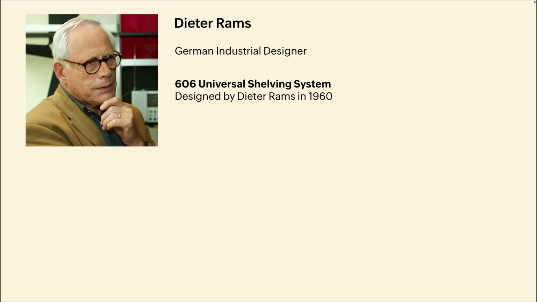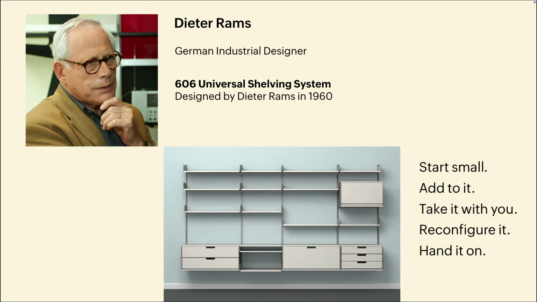Dieter Rams is a German industrial designer. He designed the 606 shelving system in 1960. Even today it's relevant. You can configure this shelf in as many as 606 ways. You start small, you configure it, you add to it, and you can make your handy shelf, right? So that's the idea.